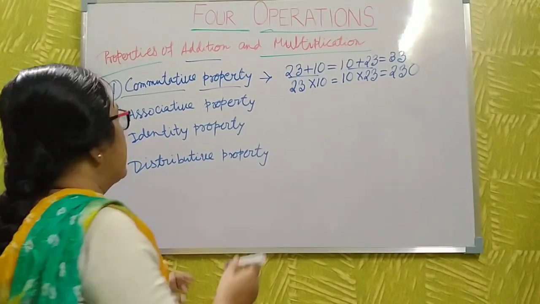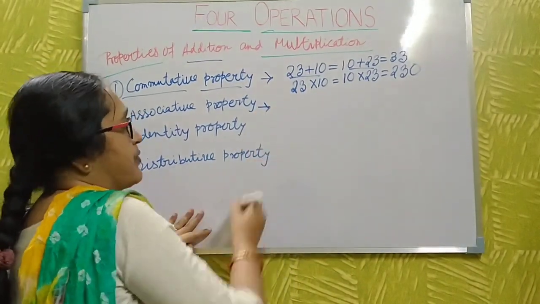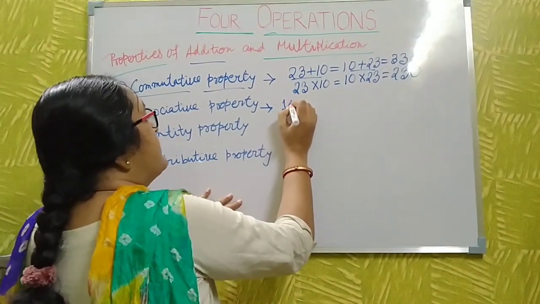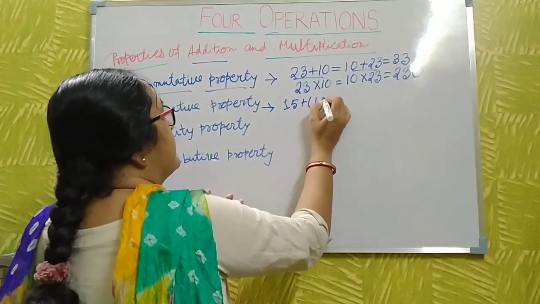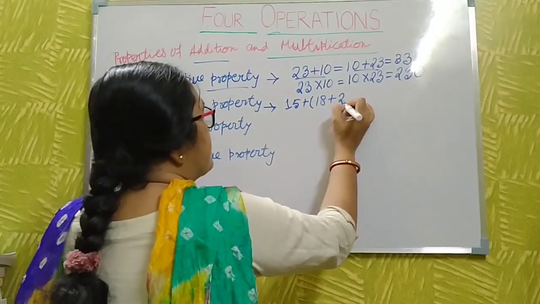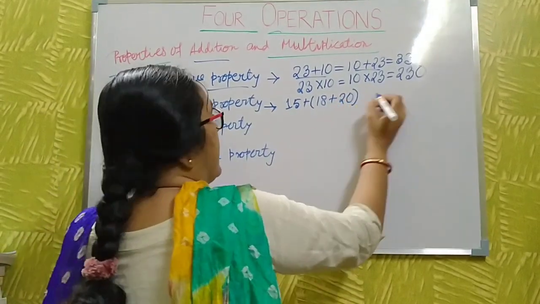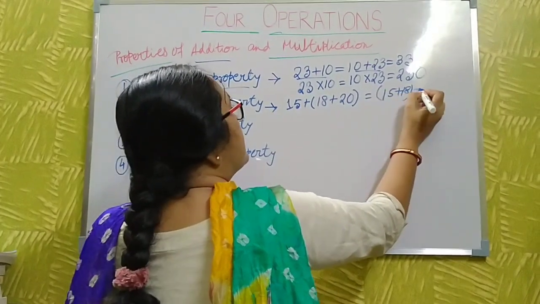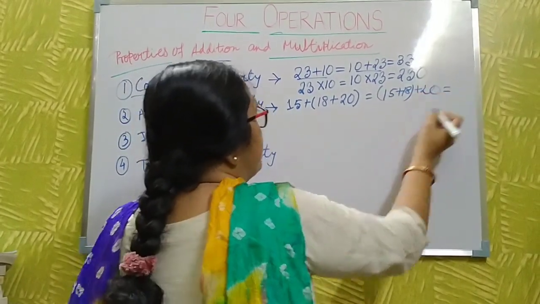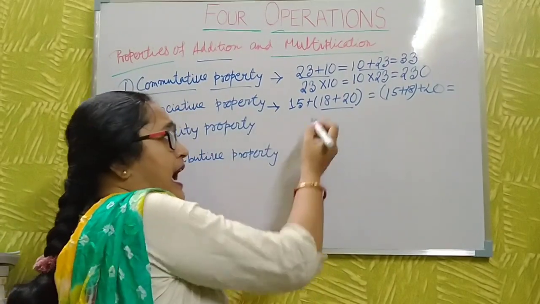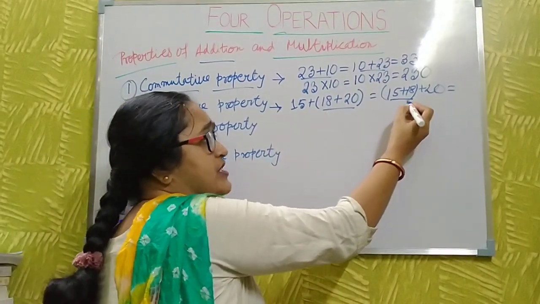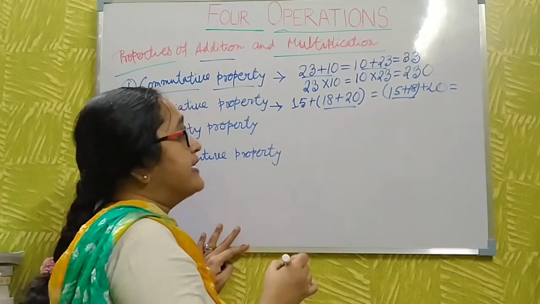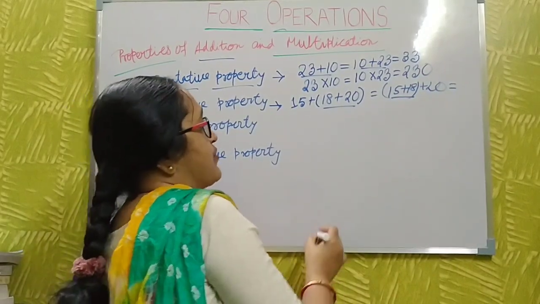Now I discuss the associative property. What is the associative property? The associative property, if you add this one, and if you do like this, the result becomes the same. If you put a bracket here, and then you put a bracket here also, then you add 20, the result becomes the same. Okay, now this is called the associative property.